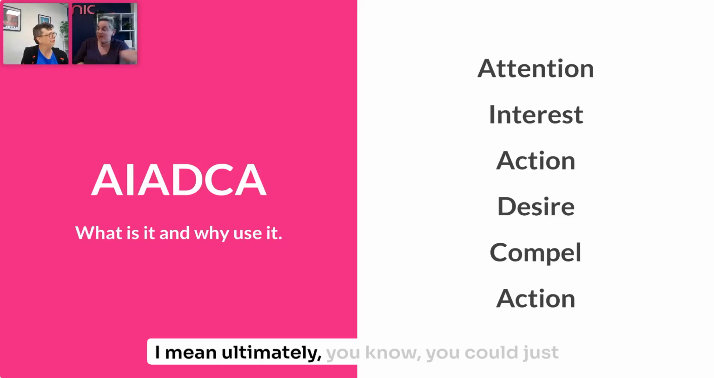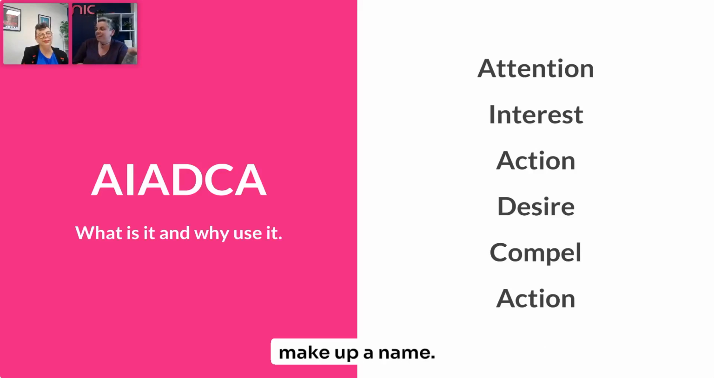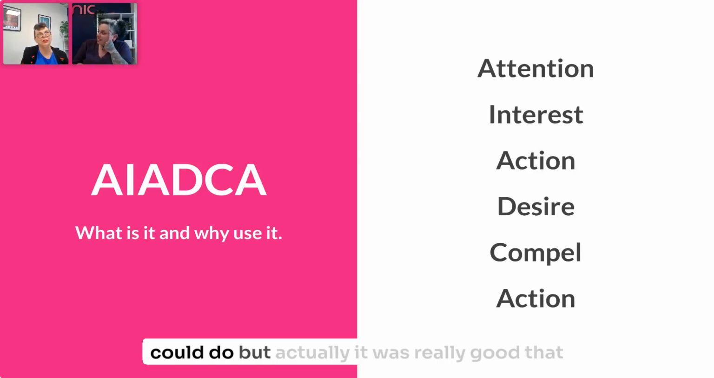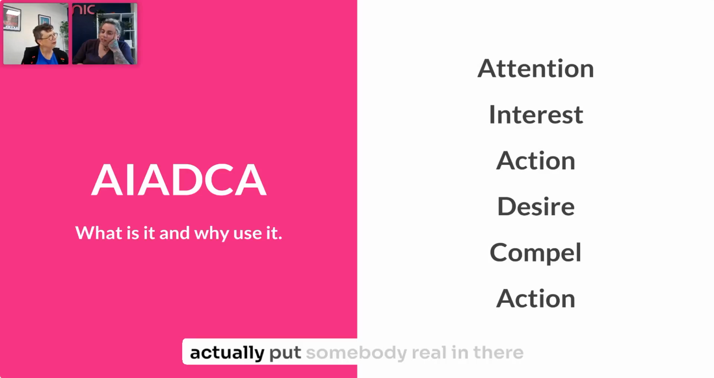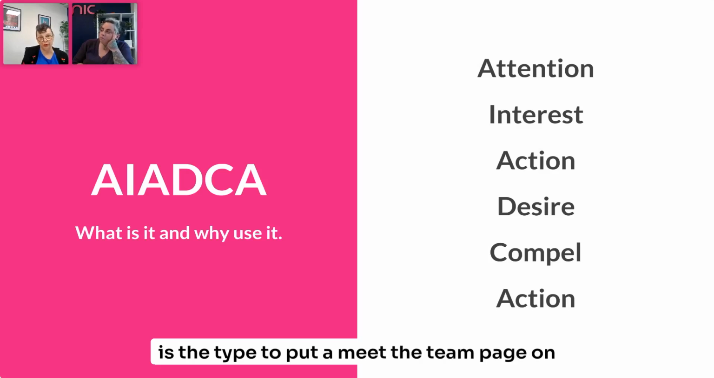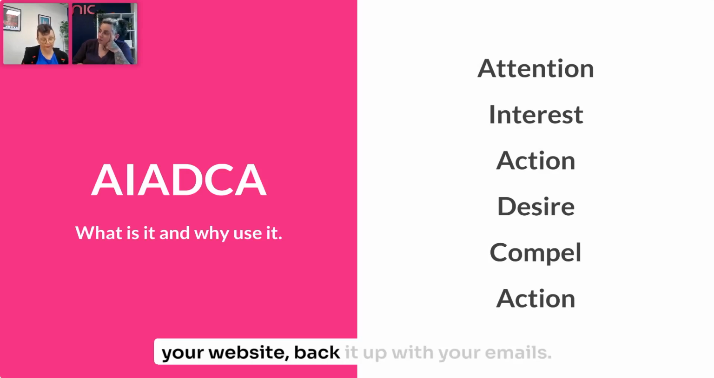I mean, ultimately, you could just make up a name. But actually it was really good that you stalked Aaron and found that he was a real person and he owned the company. It didn't make you hate the company. It made you like the company more. Yeah, when they're real. So you could make up a name, but I would actually put somebody real in there. If your business is the type to put a meet the team page on your website, you put somebody else in. Back it up in your emails.